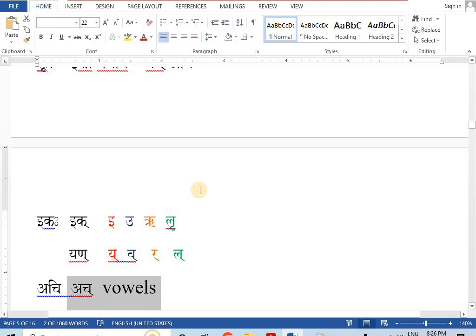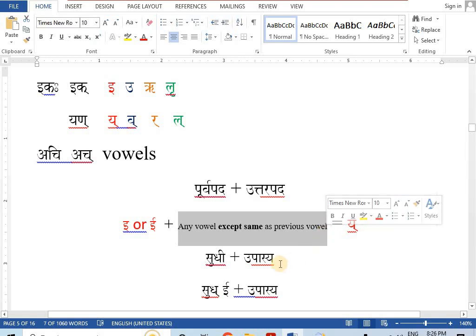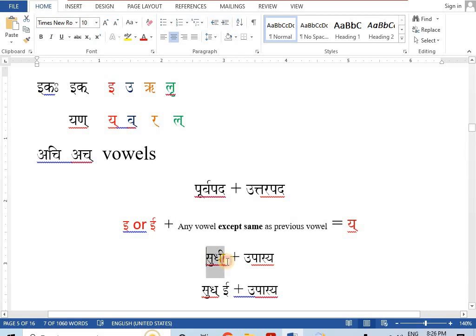See? Now, let's check this situation as per this rule. i or ii should be converted to halant ya, consonant ya, remember, not with a ending, only consonant ya, if the next is any vowel except the same vowel as the previous vowel. Okay? So, here you read the example. Sudhi, ending with long ii, should be converted to ya if the next is a dissimilar vowel. U is there. Yes, you are allowed to change.